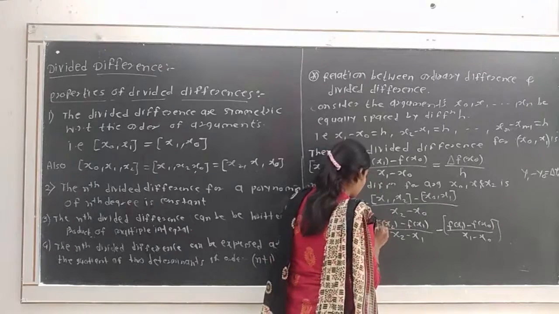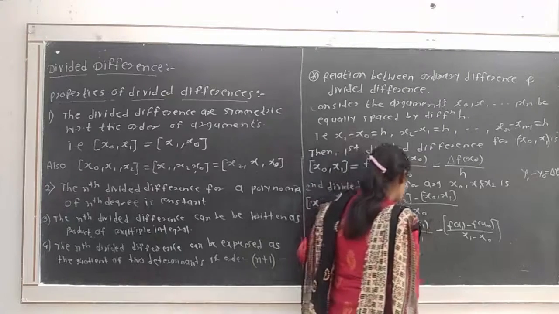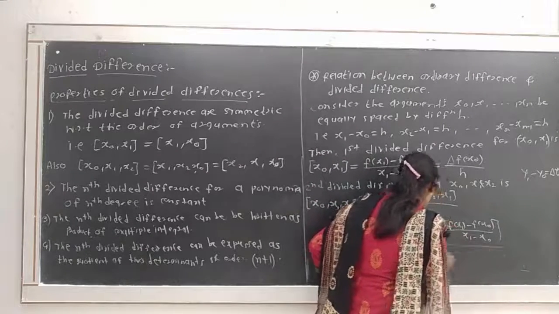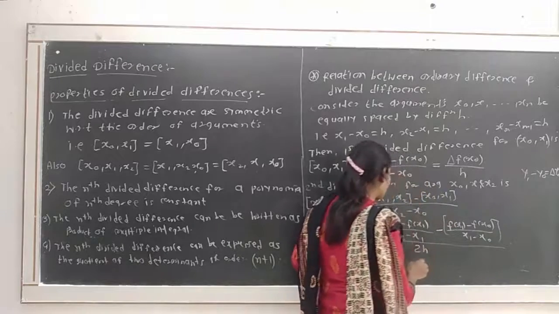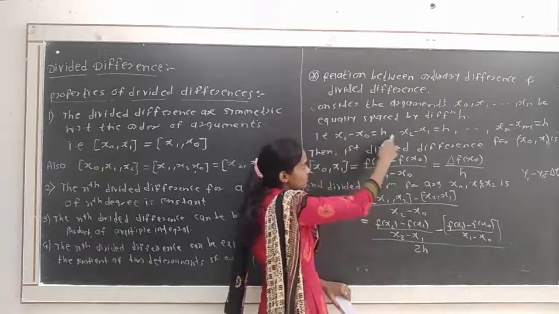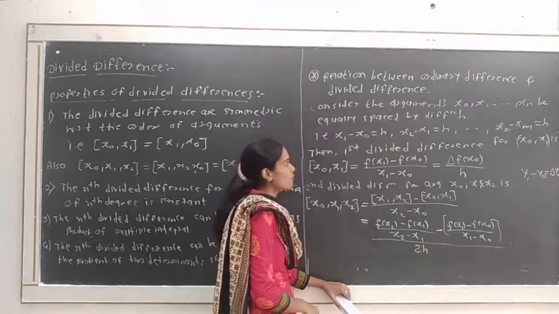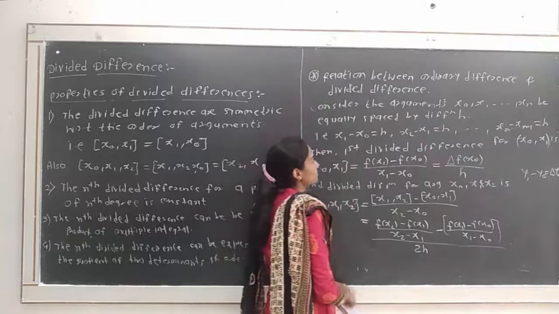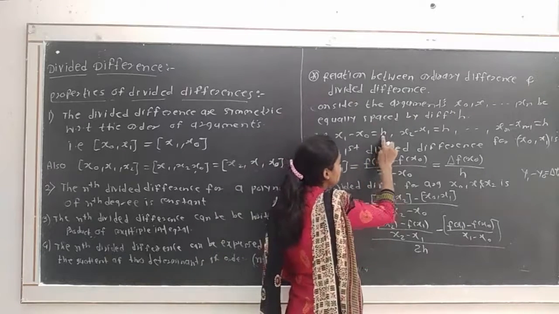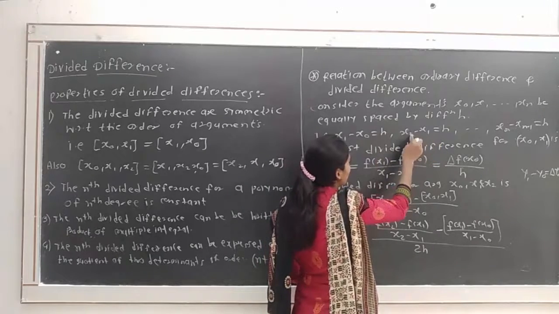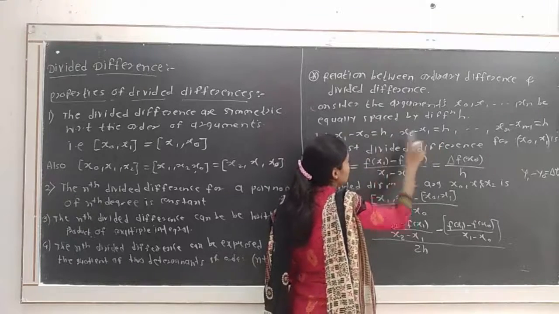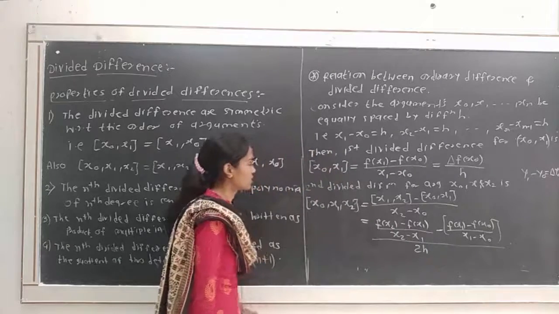We can write this as the whole divided by x2 minus x0, which will be 2h. Because we consider these values of arguments to be equally spaced by the difference h, x1 minus x0 is h, and x2 minus x1 is h. So x2 minus x0 will be h plus h, that is 2h.